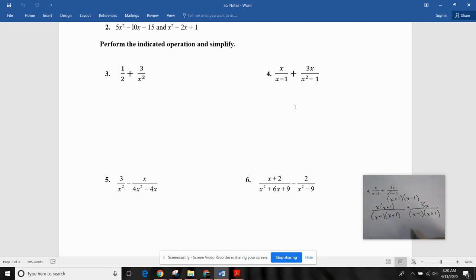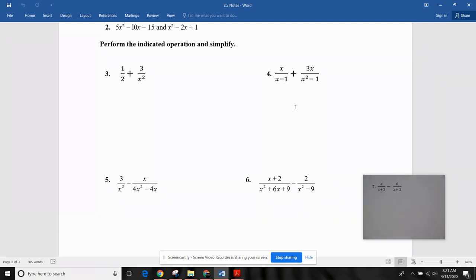The sign in between is plus. So I have an x times x plus 1, so that would be an x squared plus x. And then I have a plus 3x off to the right-hand side. Before I write my denominator again, I'm going to combine like terms there. So I have x squared plus 4x all over that new LCD of x minus 1 times the quantity of x plus 1. Now we could factor that a little bit further if we wanted to, but I'm fine with that final answer. So x squared plus 4x all over my LCD.